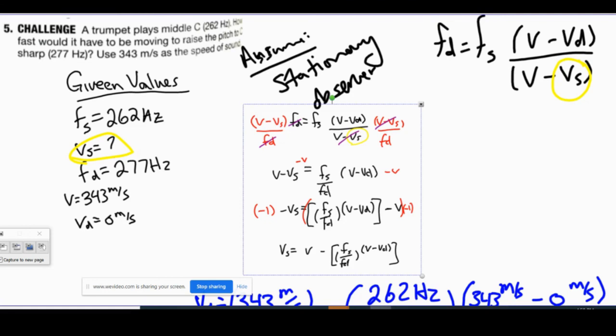I think the number one issue that students are going to have is likely going to be sign convention. So just make sure that you always establish from the source to the detector as the positive direction. Anything heading in the other direction would be a negative value.